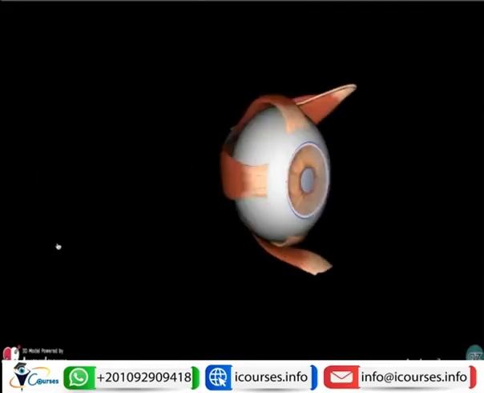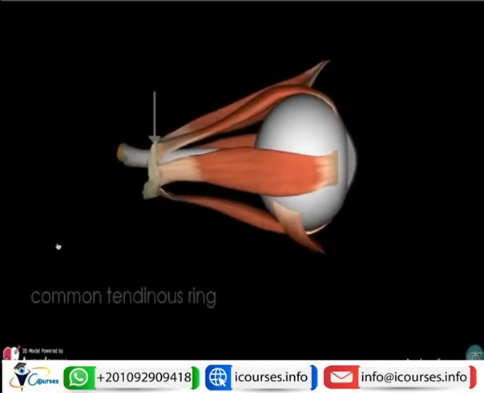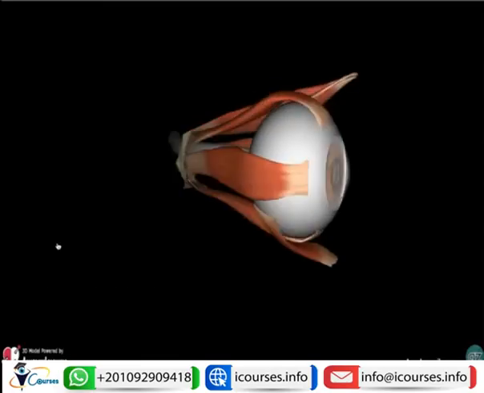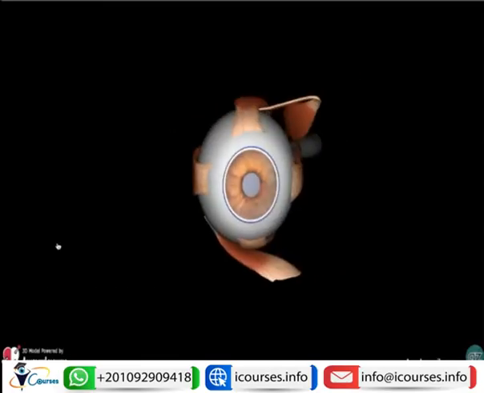These muscles characteristically originate from the common tendinous ring, also known as the annulus of Zinn. This is a ring of fibrous tissue which surrounds the optic canal at the back of the orbit. From their origin, the muscles pass anteriorly to attach to the sclera of the eyeball.